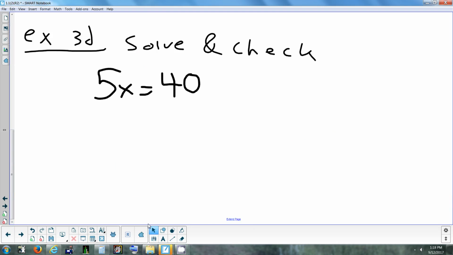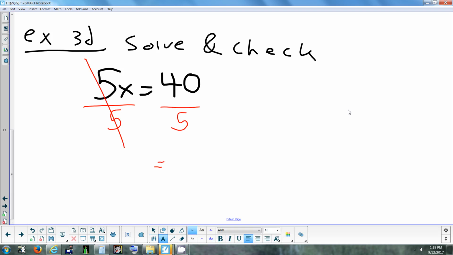All right, so this one, what are we gonna do? Divide by 5, right? Why am I dividing by 5? What does it have with it that tells you to divide by 5? Not the sign, the variable, good. Because it has the variable with it, we always divide by the number that has the variable. So I divide by 5. Okay, cool. Equals.